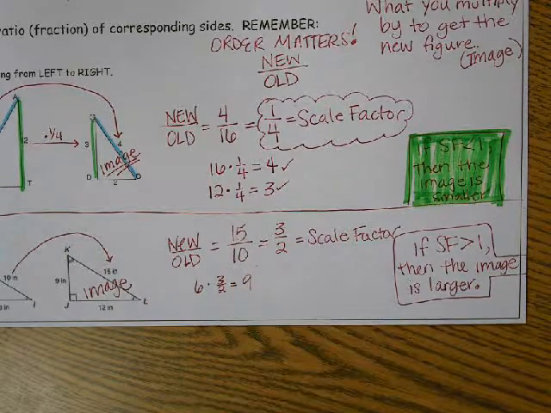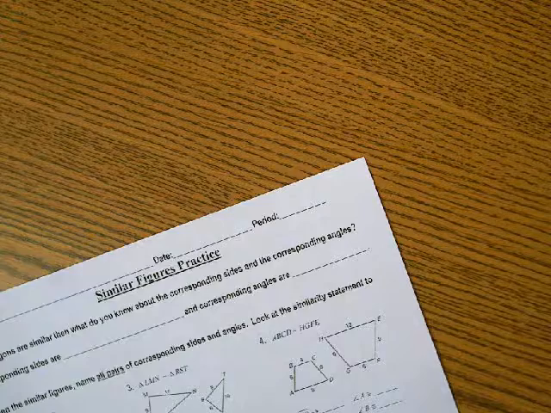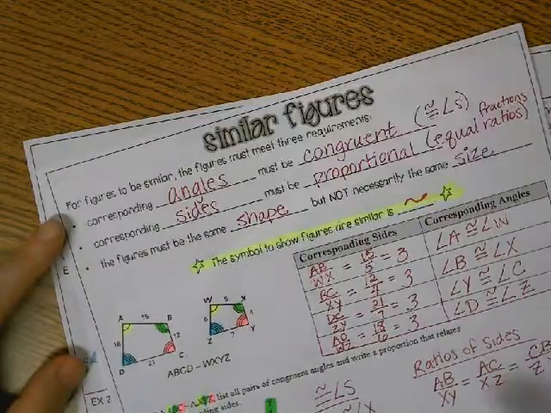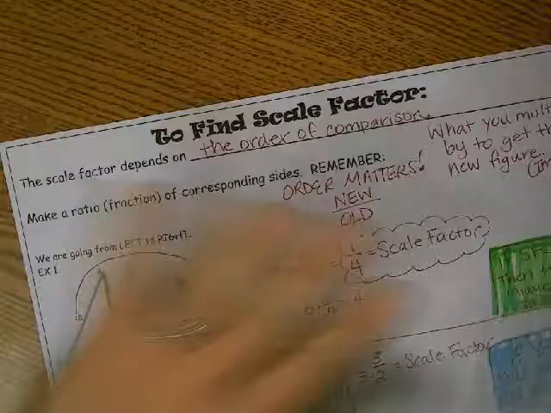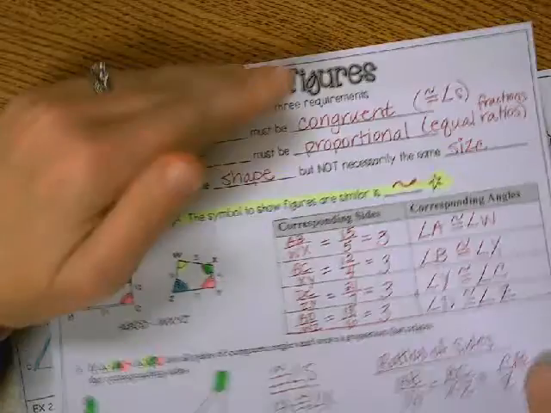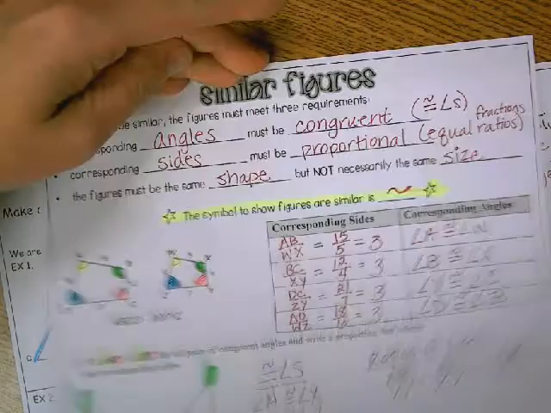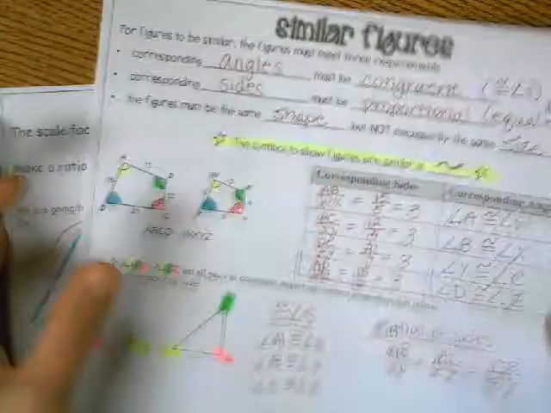So scale factor bigger than 1, the image gets larger. Scale factor smaller than 1, the image gets smaller. At this point you have finished your notes, and I'd like for you to glue these into your notebook on the same page as each other. Make sure that you glue this one all the way down, and then you glue this one up so that it has a little flap on that same page in your notebook.